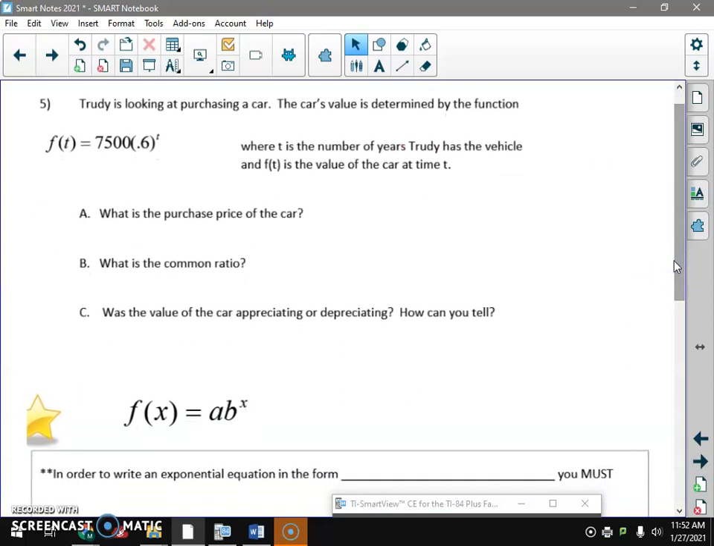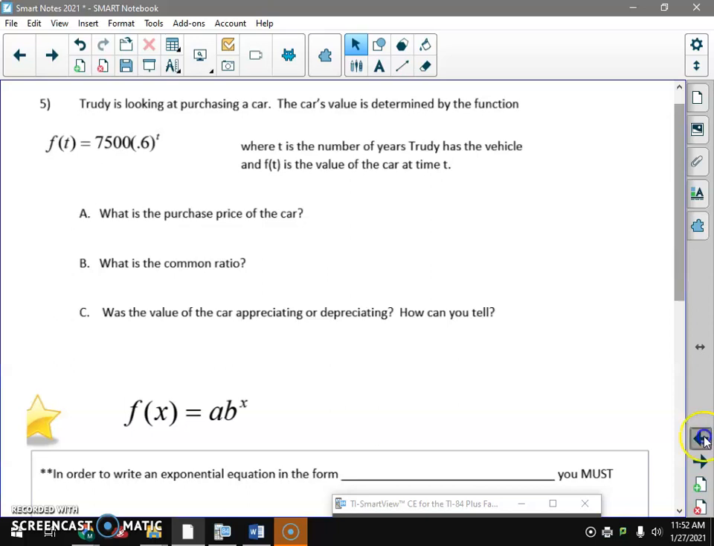Trudy's looking at purchasing a car. And the car's value is determined by the function f of t or y equals 7,500 times 0.6 to the t, where t is the number of years Trudy's had the vehicle and f is the value of the car at that time. And what happens to the value of cars over time? I'm sure you probably know, or you've heard your parents say, they go down. They're worth less over time because they get older, they get rusty, they break down. So this would actually, I'm pretty sure, be a decreasing, decay.